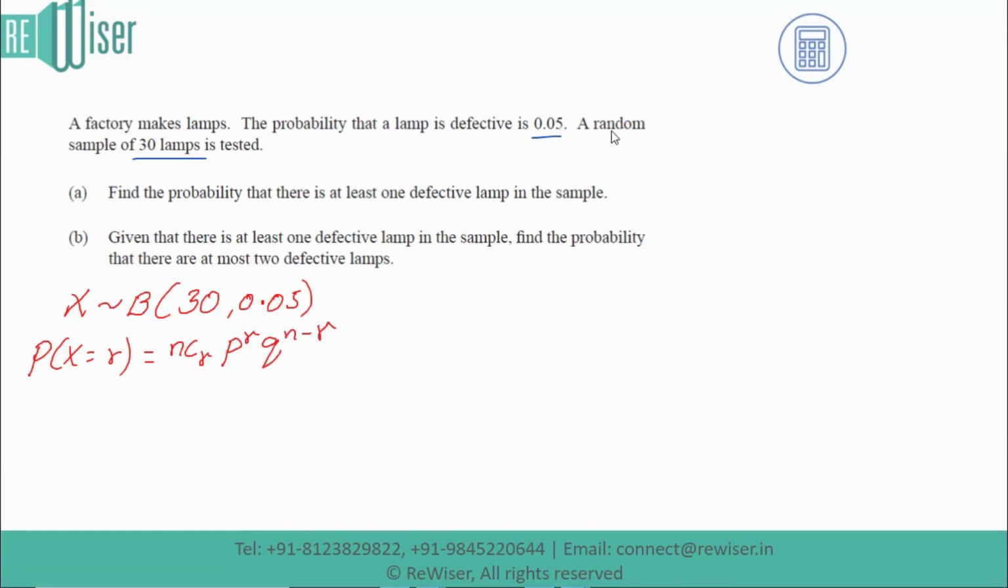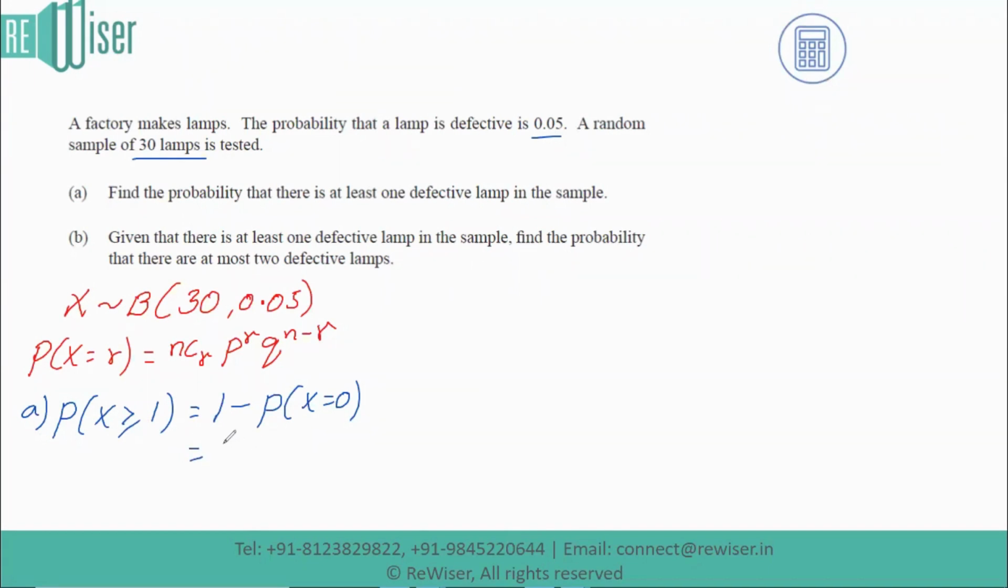So for part A, we need to figure out the probability that at least one of the lamps is defective. Which means we need to check that the random variable X, representing the number of defective lamps, is greater than or equal to 1. One way is to do it from 1 to 30, but that's a lot of work. So I'll do it as 1 minus the probability of X less than 1, which is X equals 0. So 1 minus the probability that there are no defective lamps.